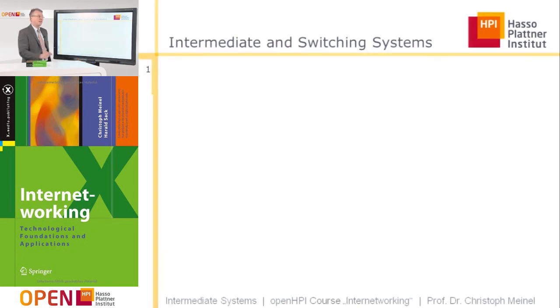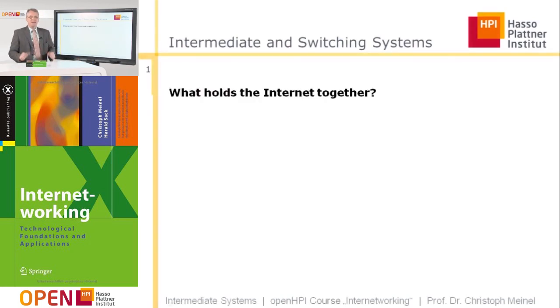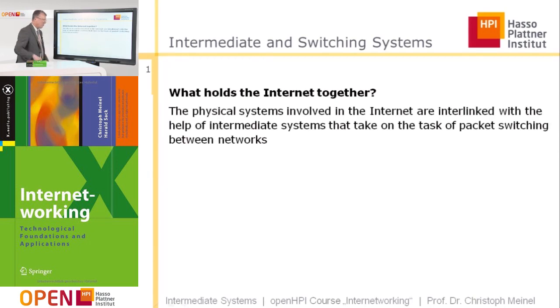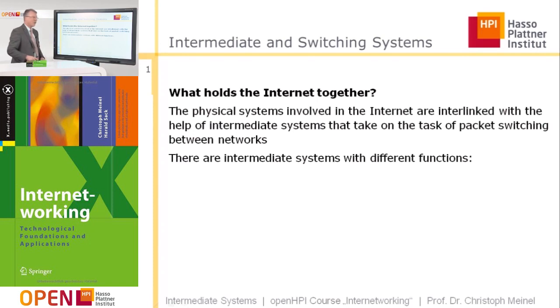Intermediate systems and switching systems hold the internet together. They interconnect the different physical networks and perform the transformation. So the physical systems that are involved in the internet are interlinked with the help of these intermediate systems that take the task of packet switching between different networks and of all the translation work we discussed, which is necessary in an internet.